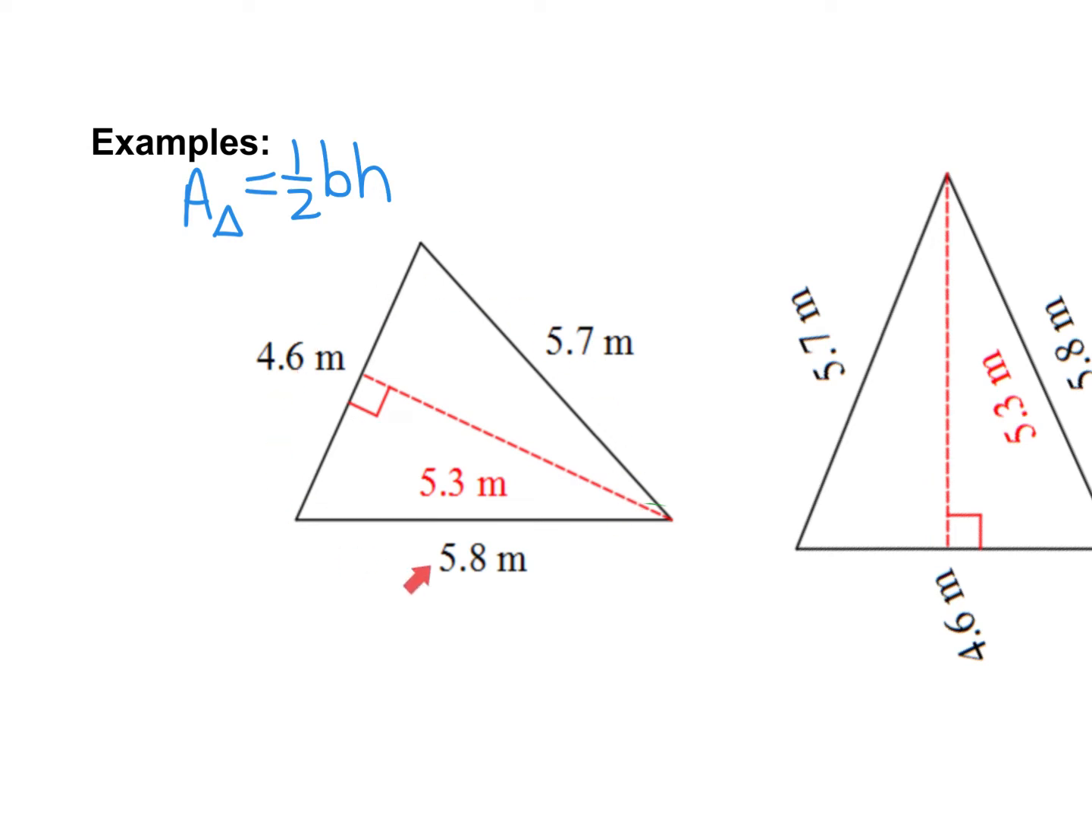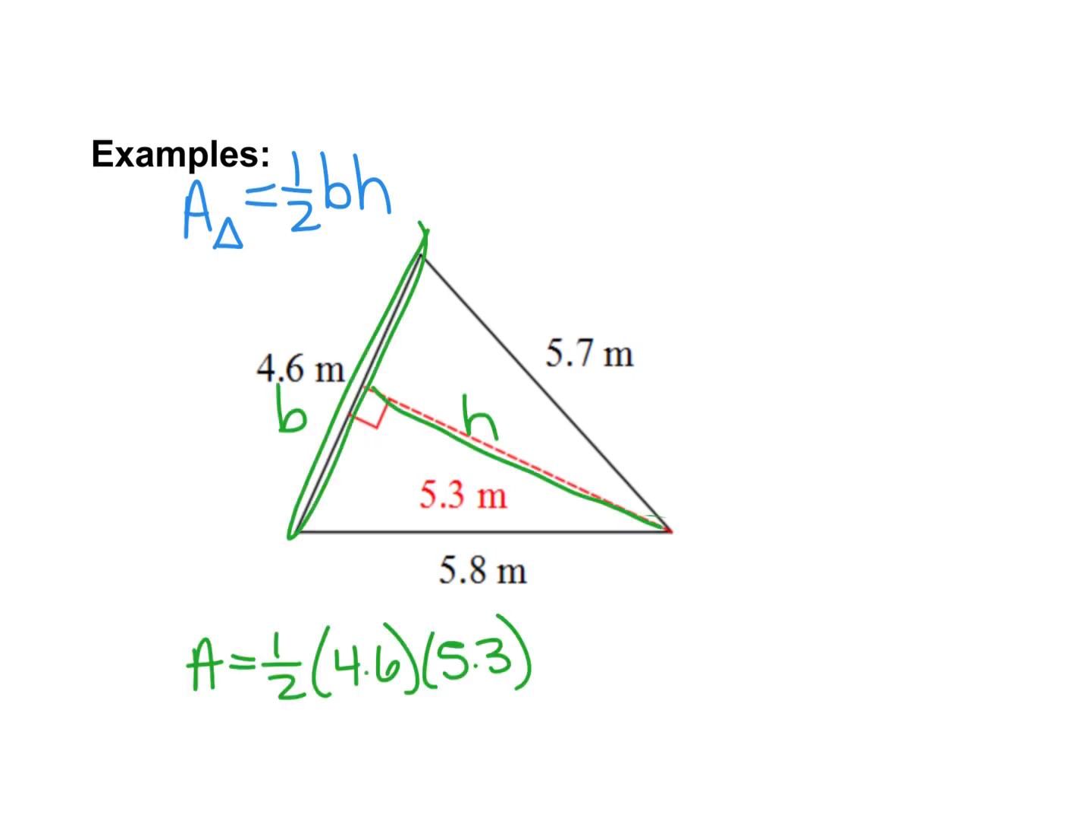The way that it is sitting here, the 5.8 could be the base, but then we don't have this height information, so we can't use the 5.8 as the base. Instead, we need to use the 4.6 as the base and the 5.3 as the height. So that becomes simple enough, just plugging in the 4.6 for the base, the 5.3 for the height, and we get 12.19 meters squared. Please make sure you are squaring the unit.